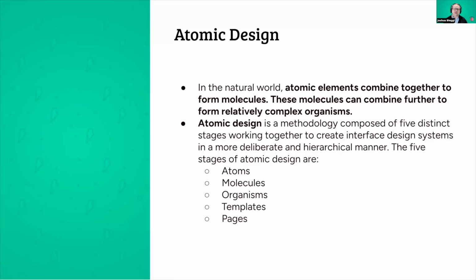Apparently I had a secondary slide there. If you look at where atomic design is borrowing from and what it's using as its structure, it says, in the natural world, atomic elements combine together to form molecules. These molecules can combine further to form relatively complex organisms. Atomic design is a methodology that's composed of five distinct stages working together to create interface systems in a more deliberate and hierarchical manner. The five stages of atomic design are, as I listed earlier, atoms, molecules, organisms, templates, and pages.